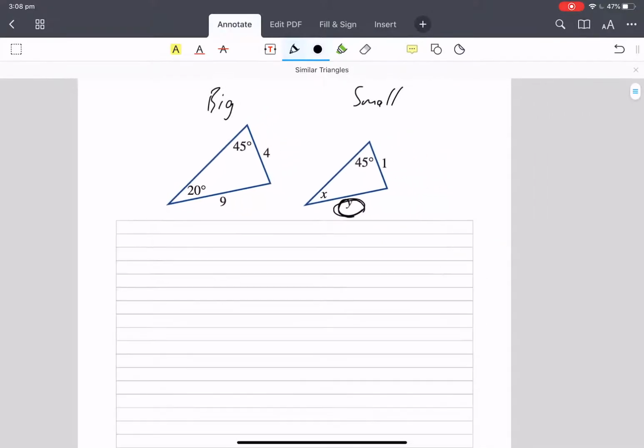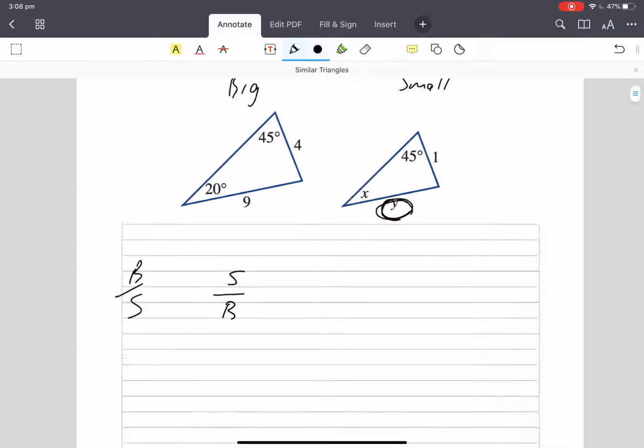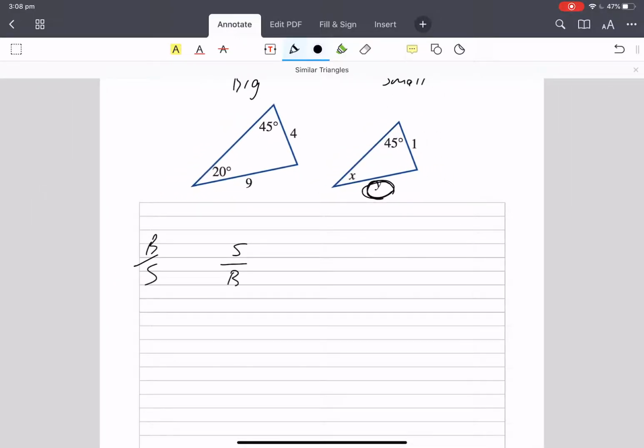So this is all a bit of BS, so we're going to use the BS principle. Technically here, because this y is part of the small triangle, we're going to use the reverse, it's the SB principle. Small on big. So, can you see that that side and that side correlate to each other? And that side and that side correlate to each other.